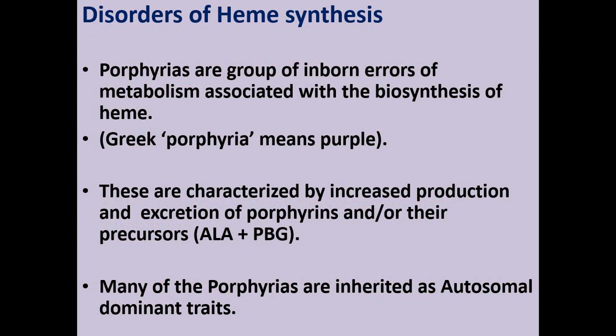Disorders of heme synthesis. Porphyrias are a group of inborn errors of metabolism associated with the biosynthesis of heme. Porphyria comes from a Greek word meaning purple. They are characterized by increased production and excretion of porphyrin compounds or their precursors like ALA or PBG. Many porphyrias are inherited as an autosomal dominant trait.